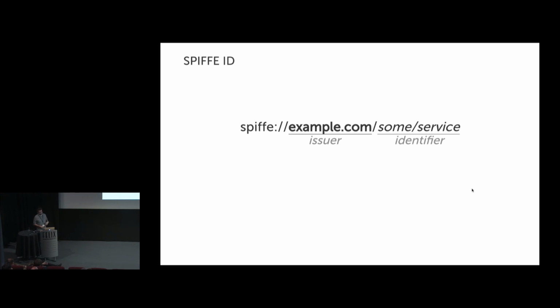In SPIFFE, we have a kind of URI-based scheme, which is called the SPIFFE ID. And the SPIFFE ID has an issuer as the first part, and then we have some kind of identifier on the right side. This doesn't have to be hierarchical. It can be, but it doesn't have to be. But we have the issuer of this ID, and then we have some kind of identifier for the service itself.